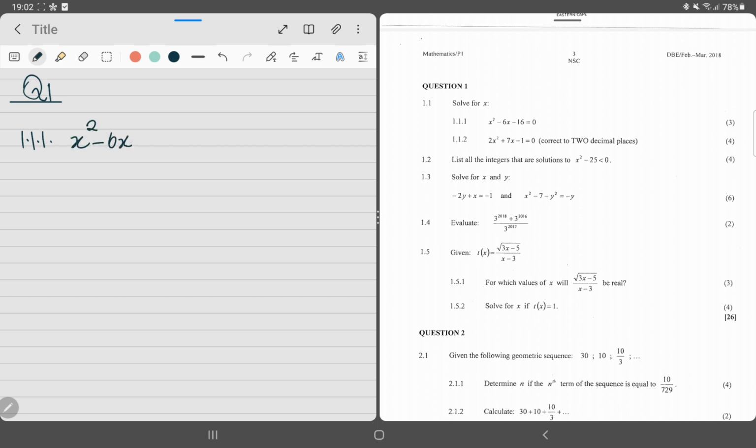x squared minus 6x minus 16 should be equal to 0. The factors of 16 that would give you a 6 are 8 and 2. So the bigger number takes the sign of the middle term. So this is (x - 8)(x + 2), negative, plus. So x should be equal to negative 2, or x should be equal to 8.